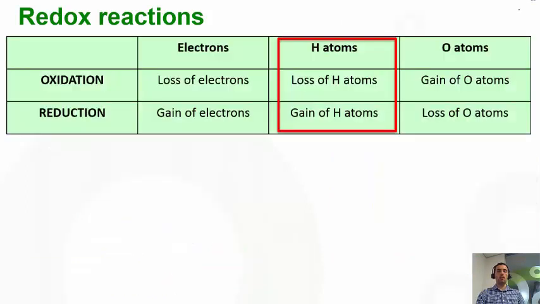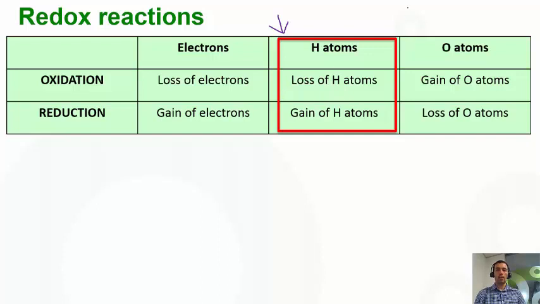So let's look at the nitty-gritty of what's happening in a redox reaction. As I said, we've got these two processes occurring simultaneously: oxidation and reduction. In the definitions, it can either be considered loss of electrons, gain of electrons, or loss of hydrogen atoms, gain of hydrogen atoms. You can also think about it in terms of loss or gain of oxygen atoms, but we're going to be focusing mostly on loss or gain of hydrogen atoms.